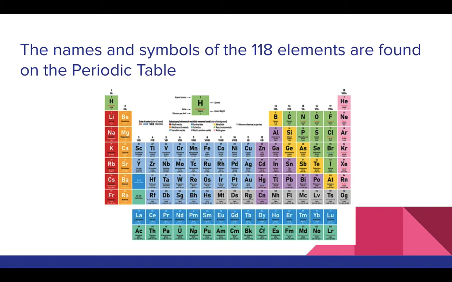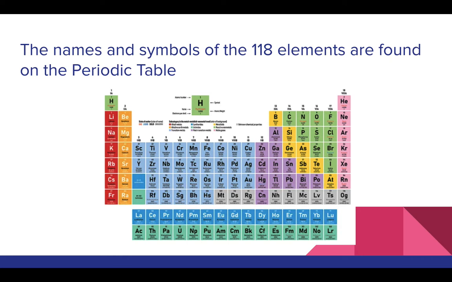Now, we have a way of finding all these elements and categorizing all these elements. The names and symbols of these 118 elements are found on the periodic table. So all of these elements that have these unique properties have a name, but they also have a chemical symbol, which is sort of a shorthand way of being able to refer to them. And they are all found on the periodic table.